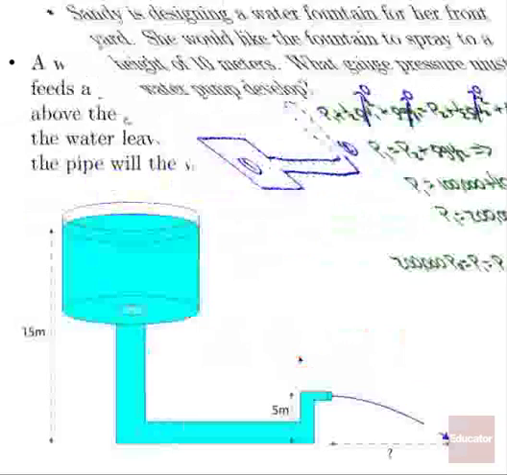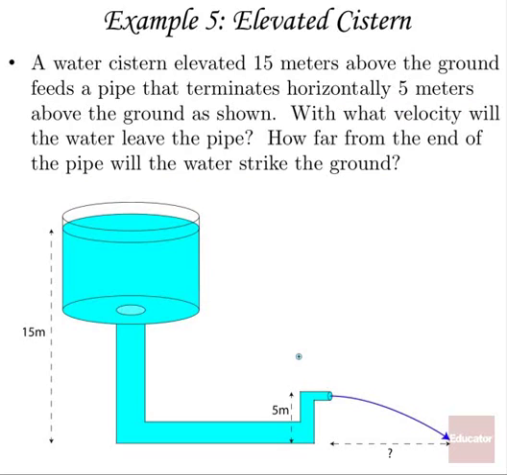Let's take a look at one more, an elevated cistern problem. We've got a water cistern that's elevated 15 meters above the ground, and it feeds a pipe that terminates horizontally 5 meters above the ground as shown. With what velocity will the water leave the pipe, and how far from the end of the pipe will the water strike the ground? Well, the first thing I'm going to do is try and come up with a strategy here. I think I can use Bernoulli's principle to find the velocity of the water right here at what we'll call point 2, and then it becomes a projectile problem as to where it's going to land.